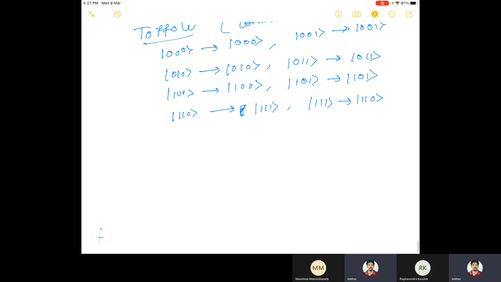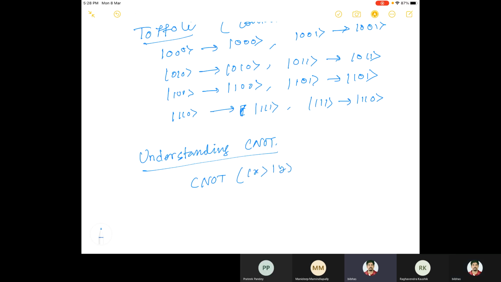Now let me focus on the CNOT gate. So, understanding the CNOT gate: what is it and why is it important? First of all, I can define this CNOT gate as acting on some x, y, and it gives x, x ⊕ y, where ⊕ means plus, you can say this is addition modulo 2, and x, y belong to {0, 1}. So this is one way.